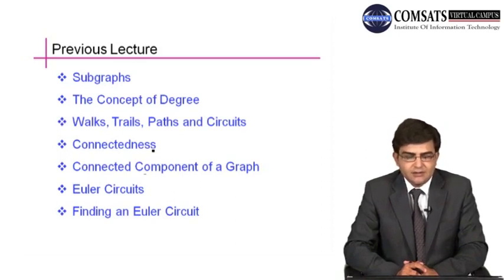We have also discussed walks, trials, paths and circuits, simple circuits, and connectedness of graphs and what are the connected components of a graph. In the previous lecture we didn't have much time to discuss Euler circuits and how to find an Euler circuit. So in today's lecture first we shall discuss Euler circuits and how to find an Euler circuit in a graph.